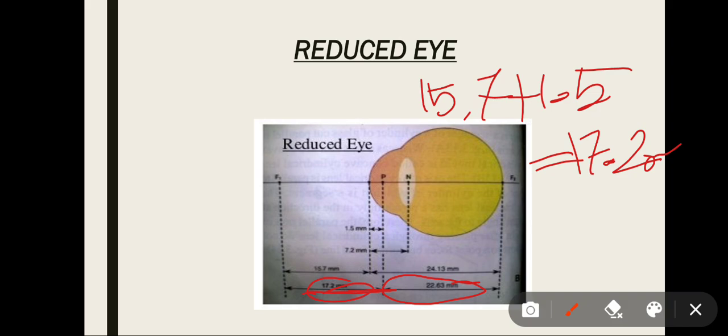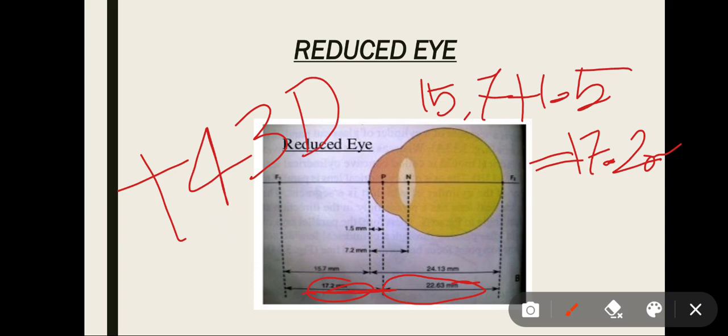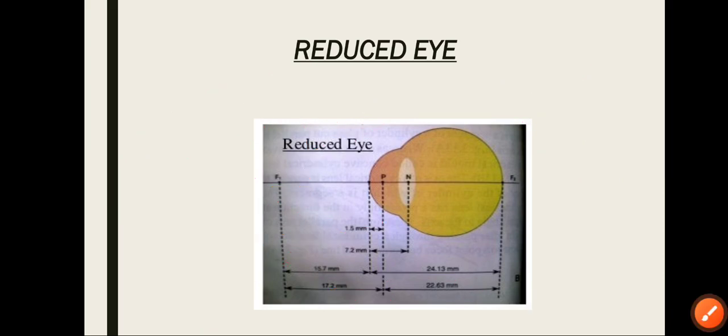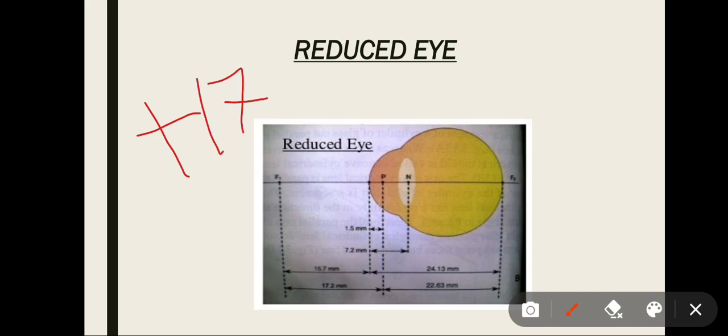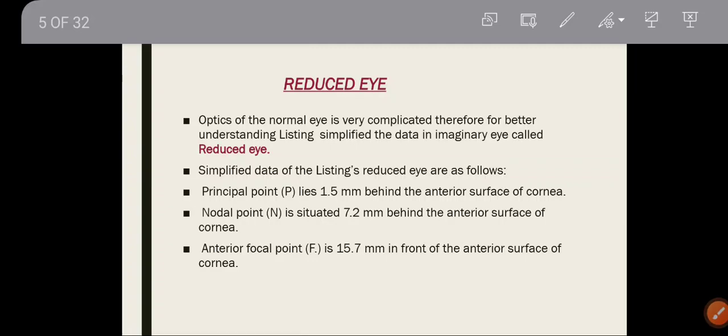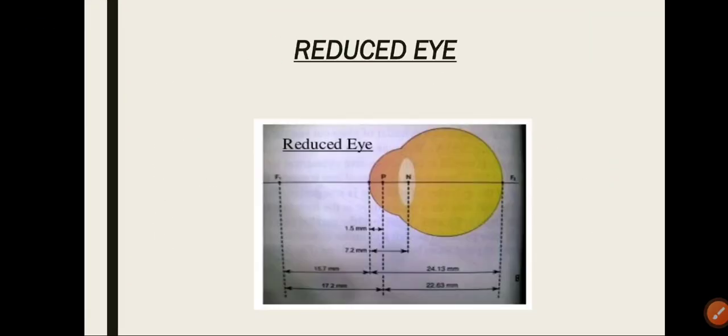millimeter. And the total dioptric power of the reduced eye will be plus 60 diopter, out of which about plus 43 D is contributed by the cornea only, and plus 17 diopter by the crystalline lens. So this is about the reduced eye.